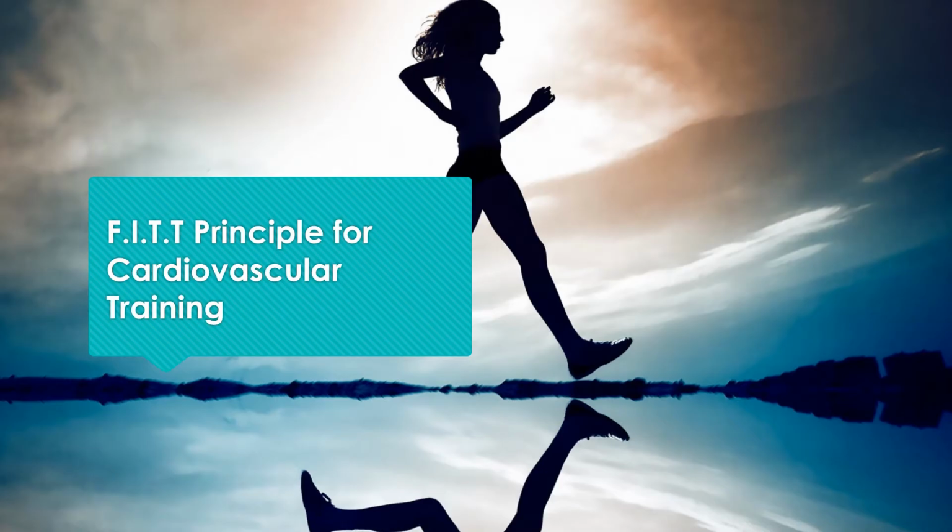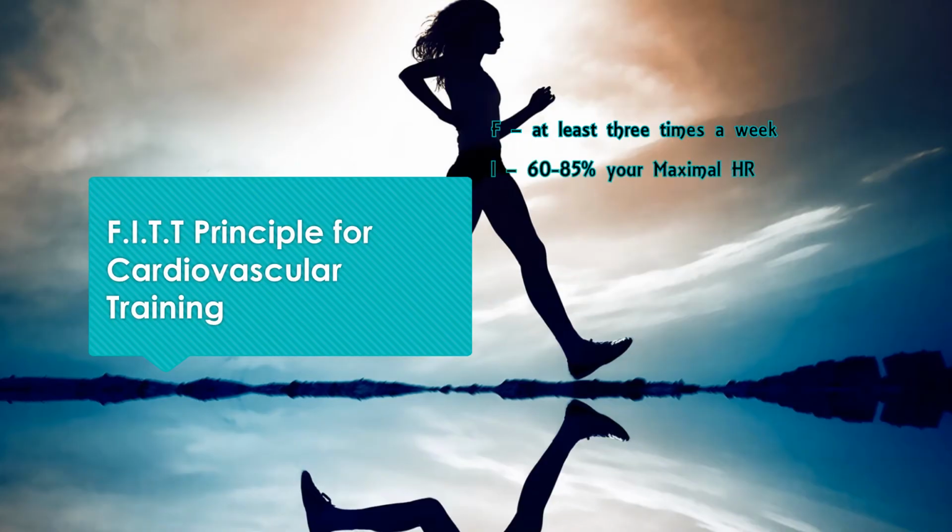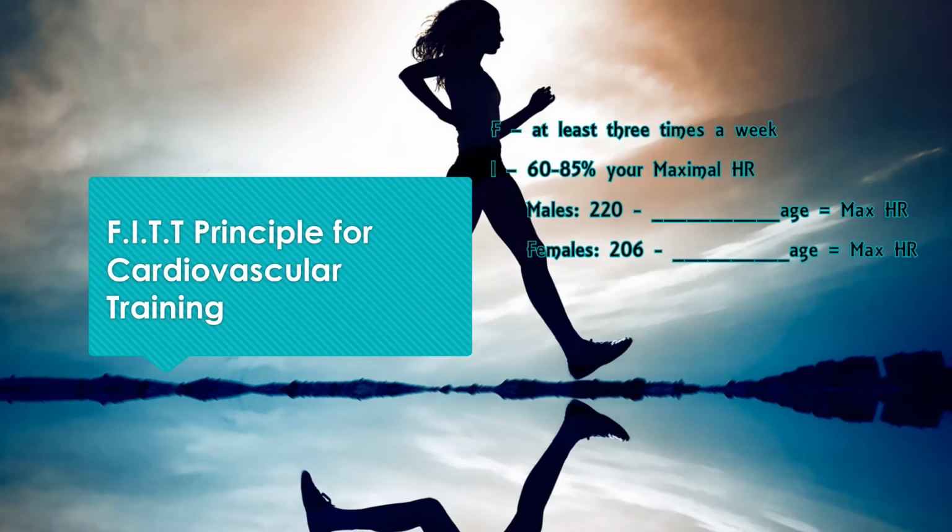The FITT principle for cardiovascular training. The frequency, at least 3 times a week. The intensity, 60 to 85% of your maximal heart rate. Here's the calculation. Males, 220 minus your age equals your max heart rate. Females, 206 minus your age equals your max heart rate.